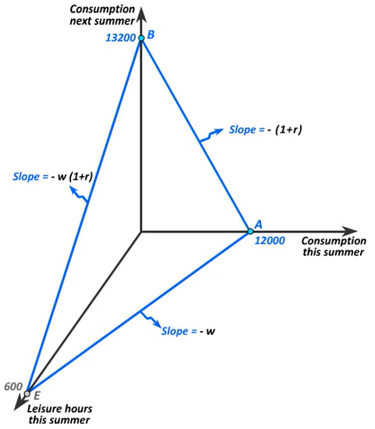If you worked for 600 hours this summer, you'd earn $12,000. You could then put that in a savings account, and if the interest rate is 10%, you'd make $1,200 in interest over the next year. This would give you a total of $13,200 you could consume next summer. In other words, you could consume bundle B again. Thus, in the plane with consumption next summer and leisure this summer, we get a budget constraint that now has a slope of minus W times 1 plus R.